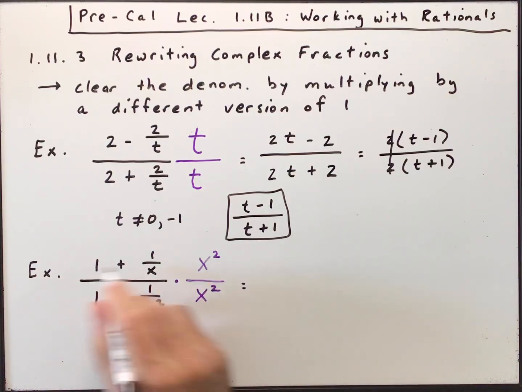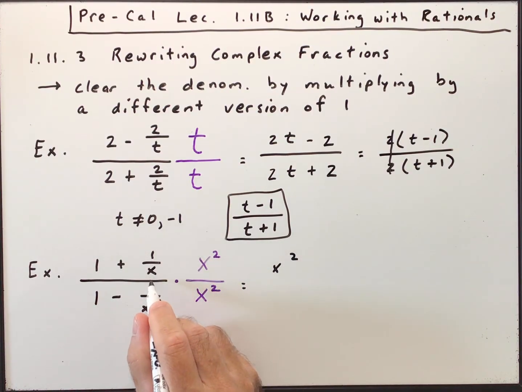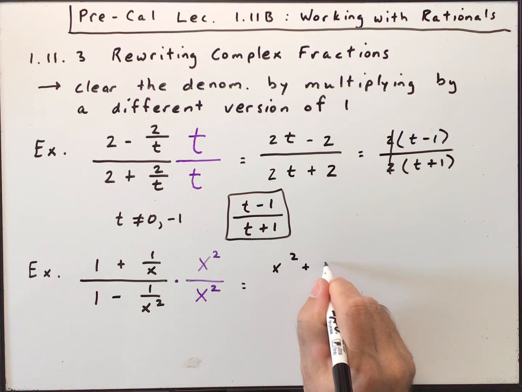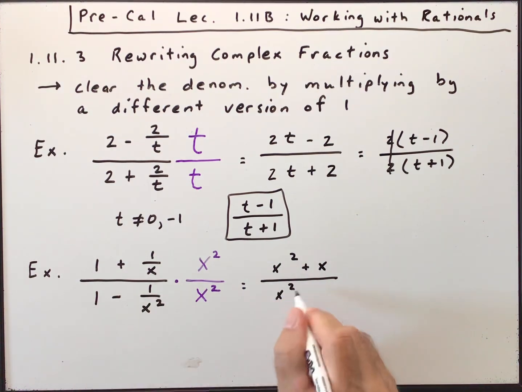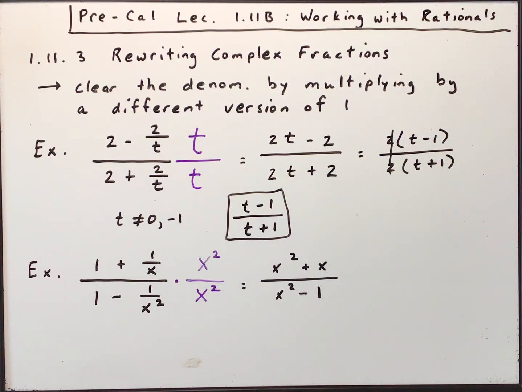So you would have x squared times 1 is x squared, and then x squared times 1 over x, the x on bottom cancels, and you would just have plus x. And then the x squared over x squareds cancel here. So you have x squared because you're multiplying it by that 1, and then minus 1. Okay, and then of course, since we canceled those, x can't be 0.